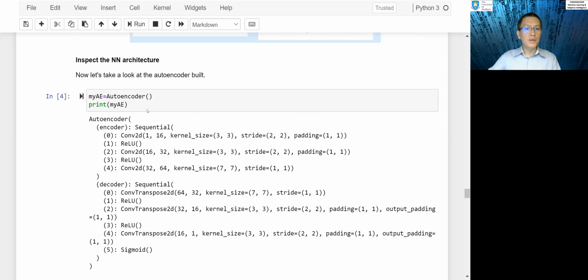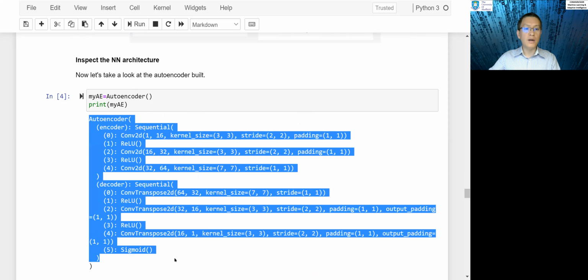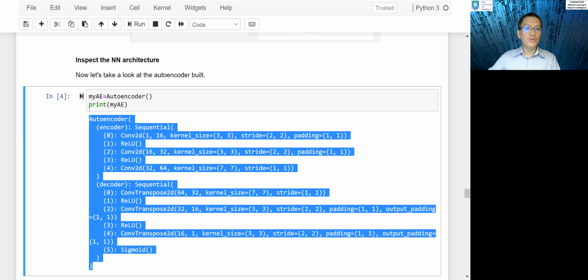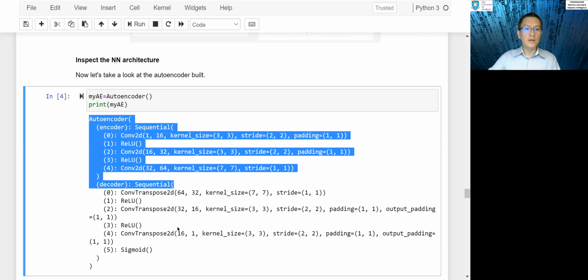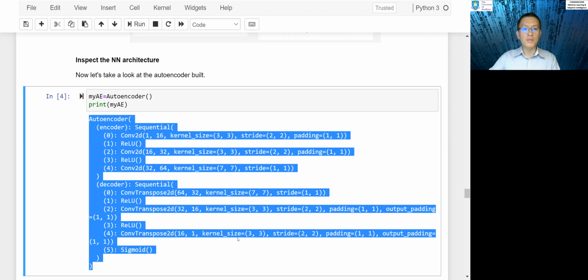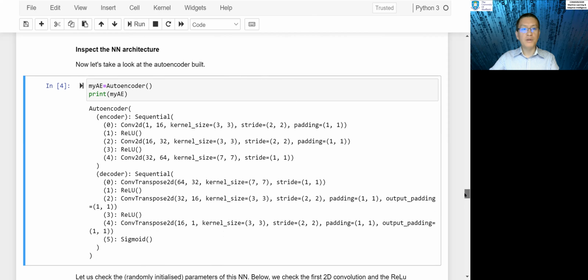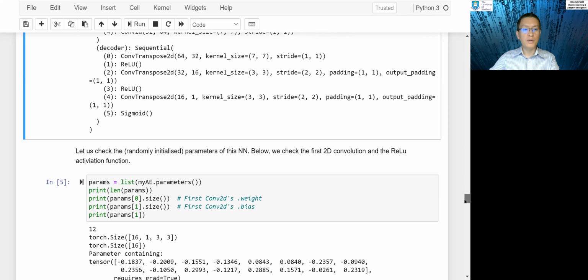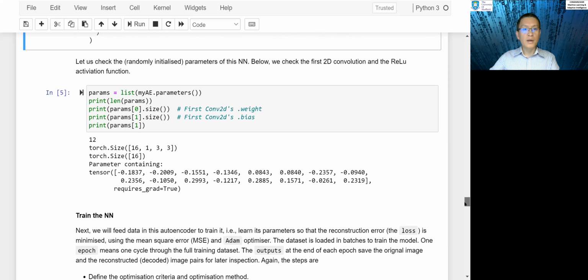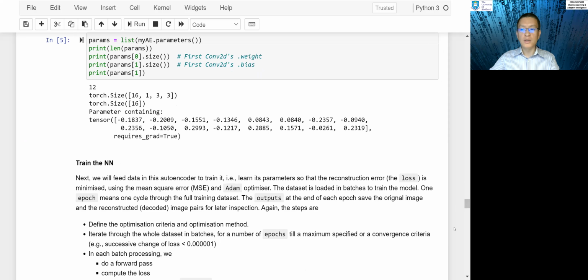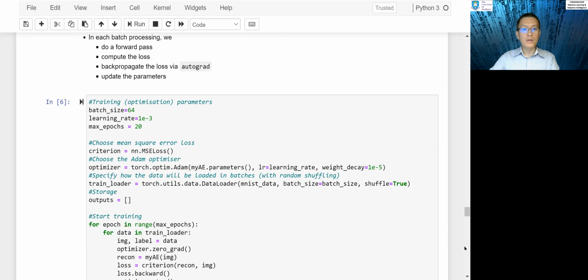Basically we can print out our neural network to see the architecture. This is how you can just use print for your neural network. You can see its architecture, and this is how it is built. That is a very useful function to use. And this is how to inspect the parameters.